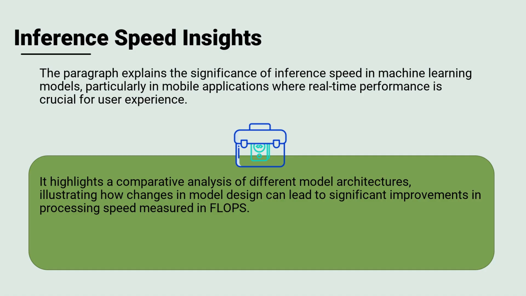To kick things off, it's essential to understand what inference speed actually means. Inference is the process where your trained model makes predictions or classifies an input based on what it learned during training. The inference speed indicates how swiftly this process can occur, which is particularly important for mobile applications that require real-time performance.